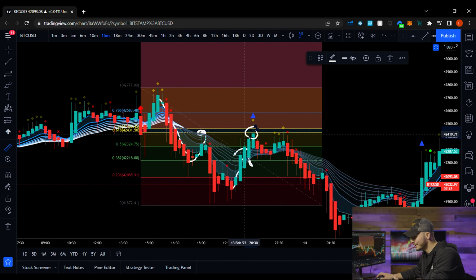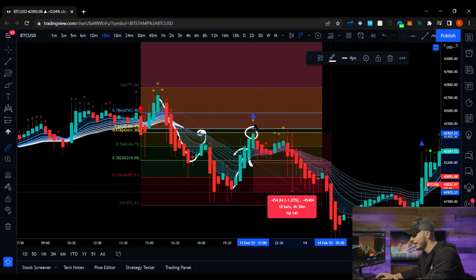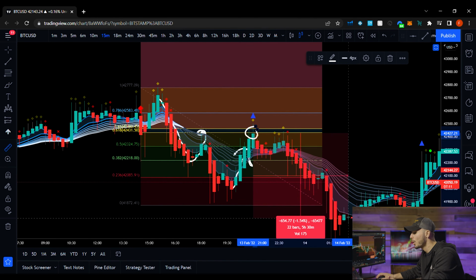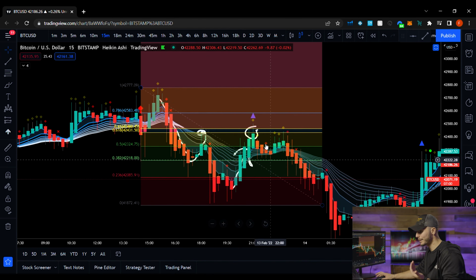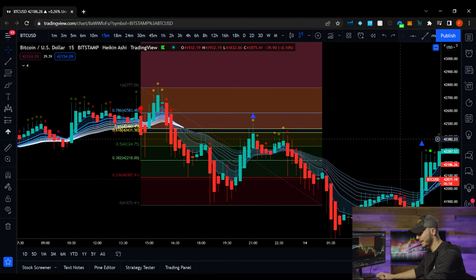And if you measure this out, say you caught it right there, you could have ridden it down to here for about 1% profit, or you could have ridden it down more for about 2% profit. Obviously with 10x leverage, that could be 20% profit on your money. Now you can see it's very powerful. Price clearly respects these levels.